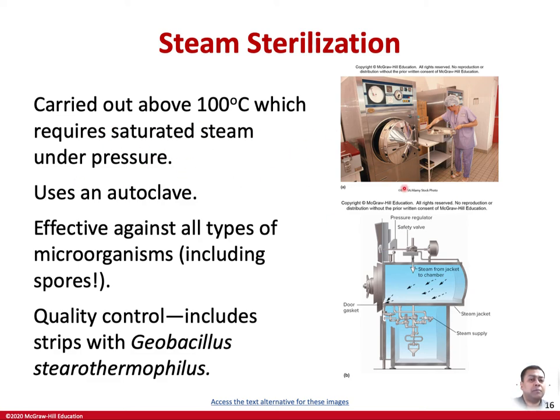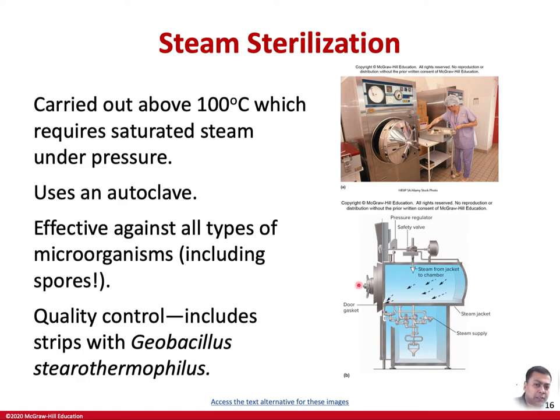And this process is known as autoclaving, and the machine is an autoclave. So here you can see an autoclave and a cross section of the schematic. Think about this as a very large, sophisticated, automated pressure cooker, basically. And this is effective against all types of microorganisms, including the endospores. And there are many different ways that we can quality control that.